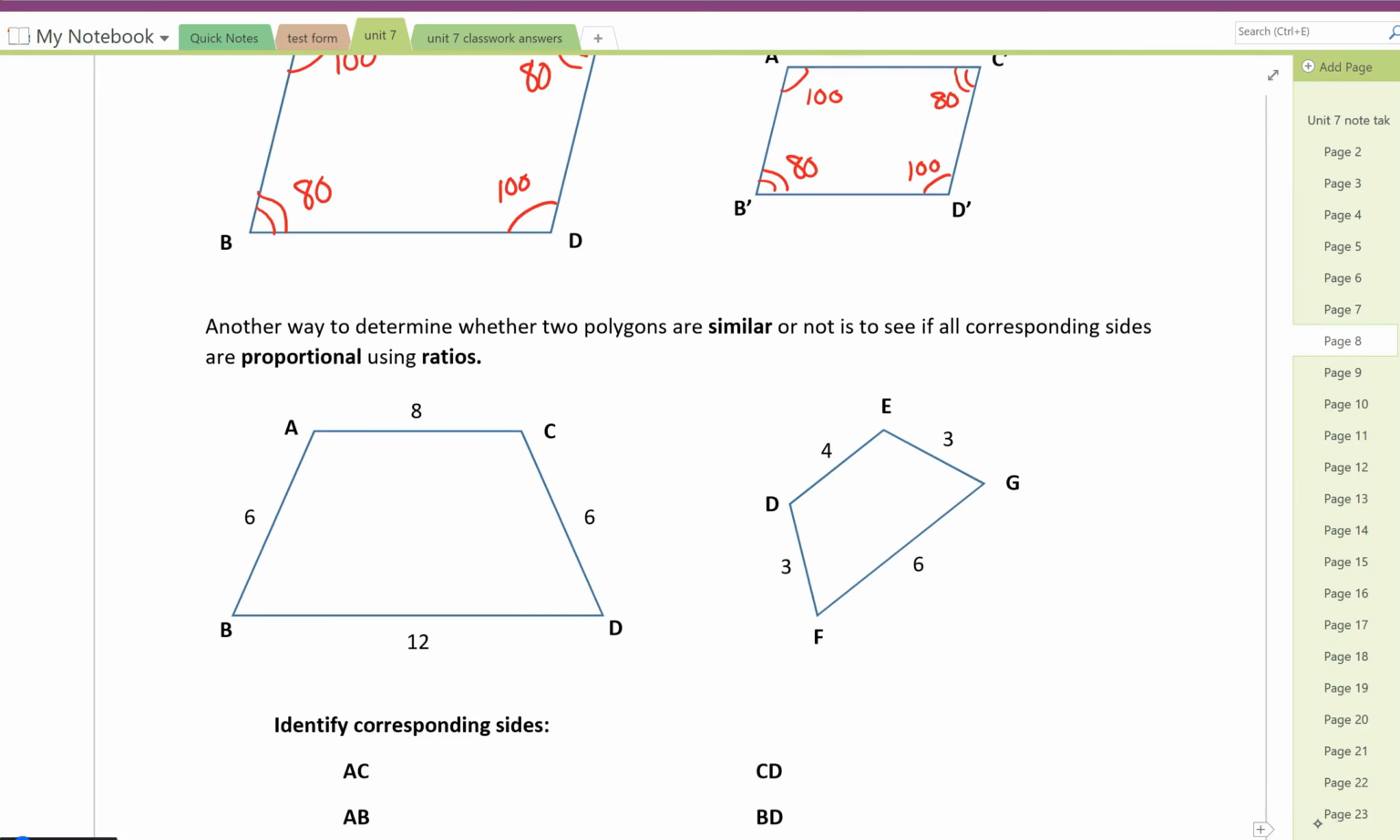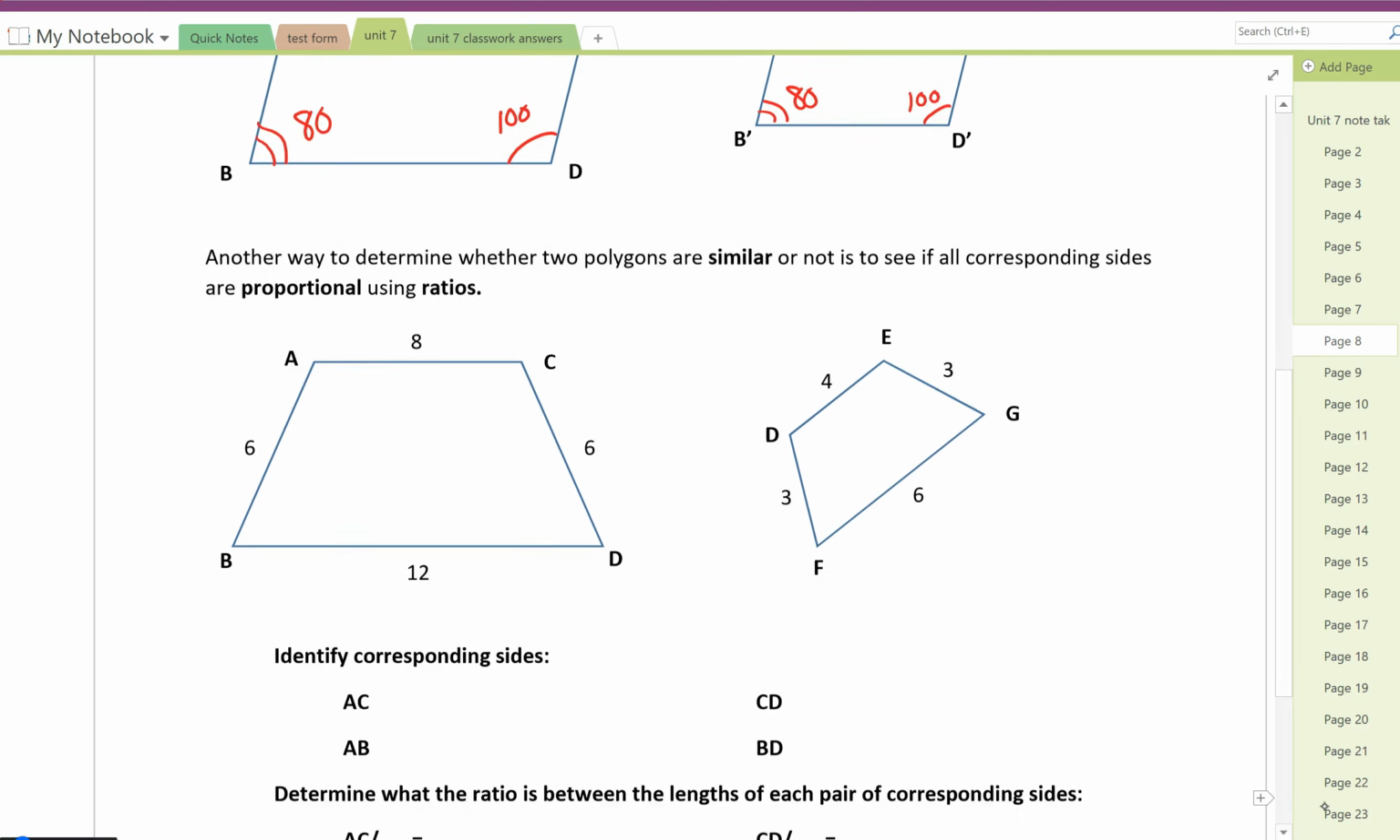Another way to determine whether two polygons are similar or not is to see if all corresponding sides are proportional using ratios. Okay, there's a lot of words there. Let me explain what that means. First thing I'm going to do is figure out what the corresponding sides are. So in this trapezoid at the left, the first side I see on the top there is AC. So AC is going to correspond with the top side of this polygon on the right. So in this case it is DE.